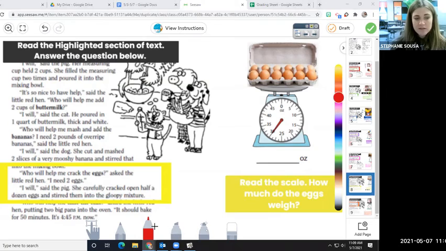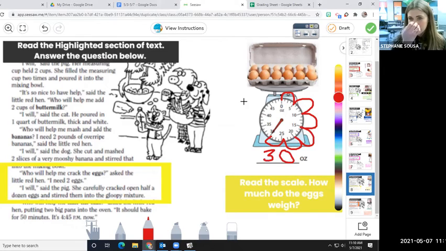All right, this scale's in ounces. Here we go. Look at our scale. We are counting by 5s. I noticed that numerical pattern. Let's take a look. 5, 10, 15, 20, 25, 30. These eggs weigh 30 ounces. It's a little under 2 pounds.